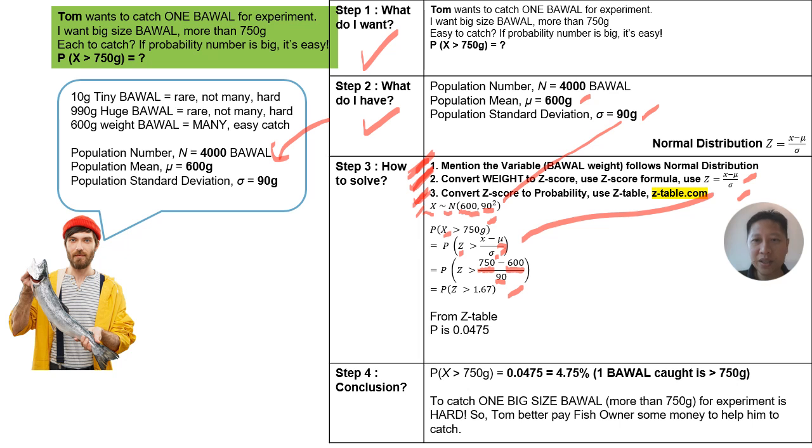So go to step 3 here. We want to convert the z-score 1.67 becoming a probability number. We're going to use the z table to help us.